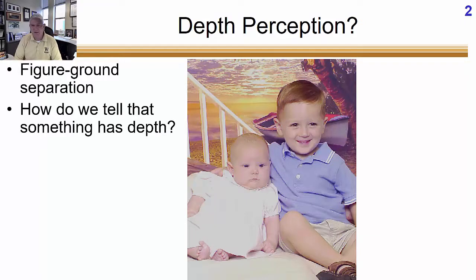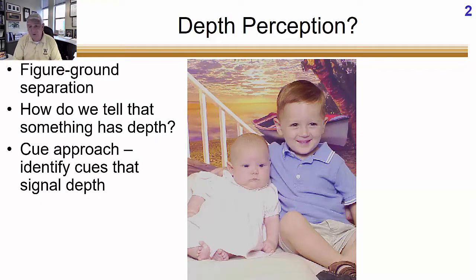How can you tell that she's in front of Taylor? How do we tell if something has depth? What are cues that we use? We use a lot of cues, right? So one cue is that she is occluding him, right? And this actually is learned. We can see that he's behind her, right?